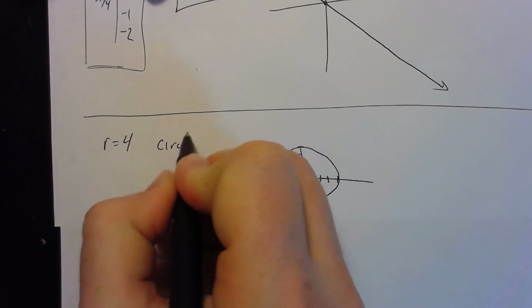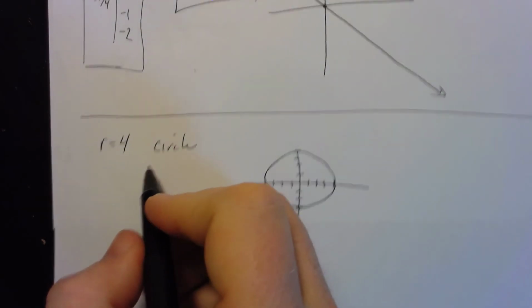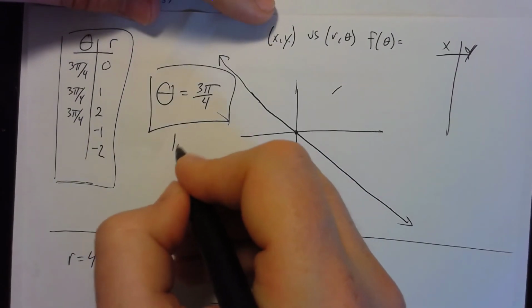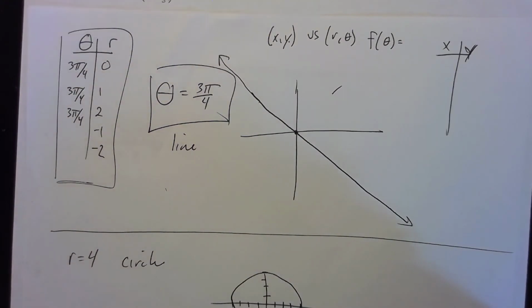Okay, so this here is a circle centered at the origin, where this one up here is a line passing through the origin. Those are the two basic equations in polar coordinate systems. We'll be looking at more of those later on.